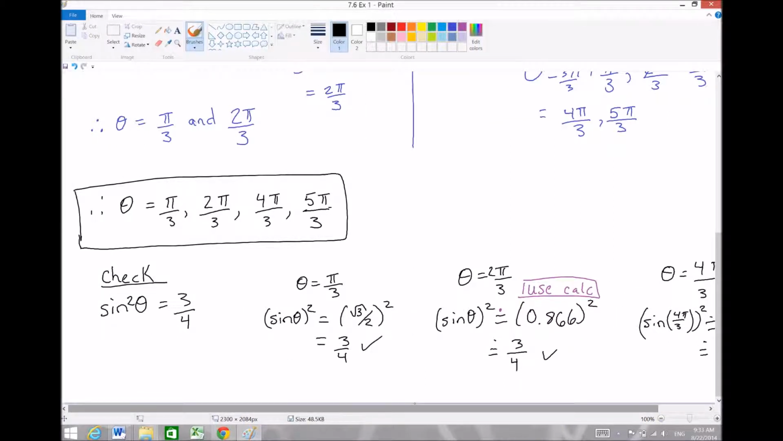I like to give myself check marks. One thing that these checks wouldn't check for is if you went outside of the 0 to 2 pi interval that we had. When you plug the value in, it would still work in your calculator, so it wouldn't check the interval.